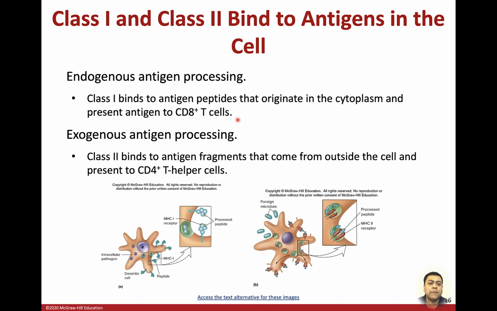So what is the difference? We already talked about that. The class 1 binds to antigen peptides that originate in the cytoplasm through the action of the proteasome and presents the antigen to the CD8 plus cells. There are two things that can happen, and we are again going to talk about what CD8 plus cells are, because we still do not know this. A CD8 plus cell is a cytotoxic T cell. So once your MHC1, which is present in all of your nucleated cells, presents the antigen to the cytotoxic T cell, it will recognize your antigen.